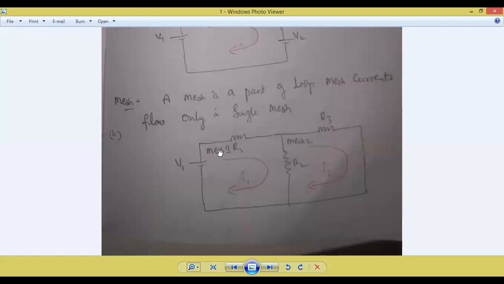Now what that circuit is doesn't matter to us. Whatever circuit is given, you must draw these particular currents I1 and I2. Is it clear, all of you?